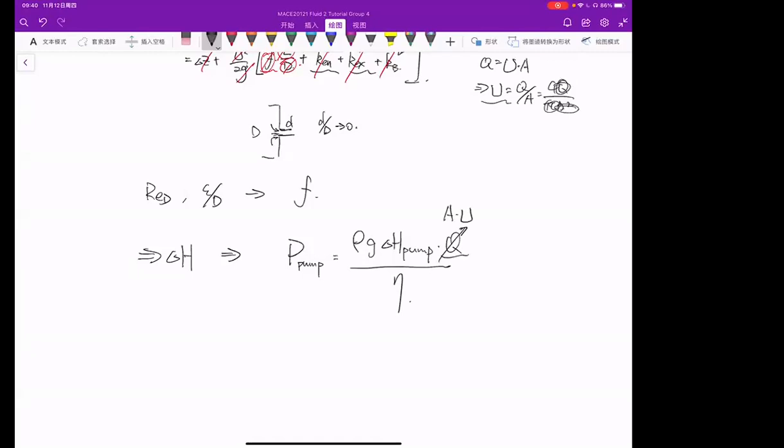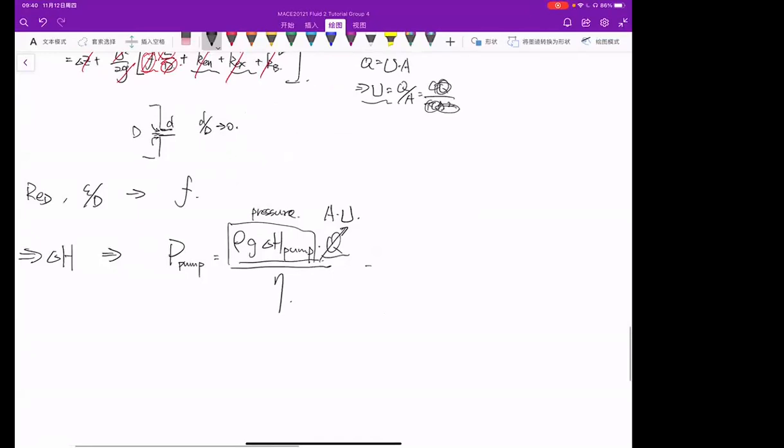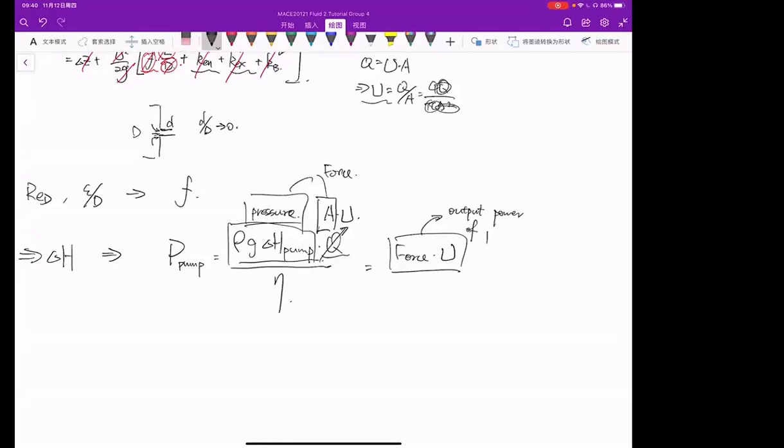For Q, it's actually A times U, right? This part, rho g H, is pressure. For the upper side, pressure times area gives a force, and force times velocity is power. So this is the output power of the pump. Output power of the pump divided by efficiency is the total power, which is the input power. And that's all about this problem.